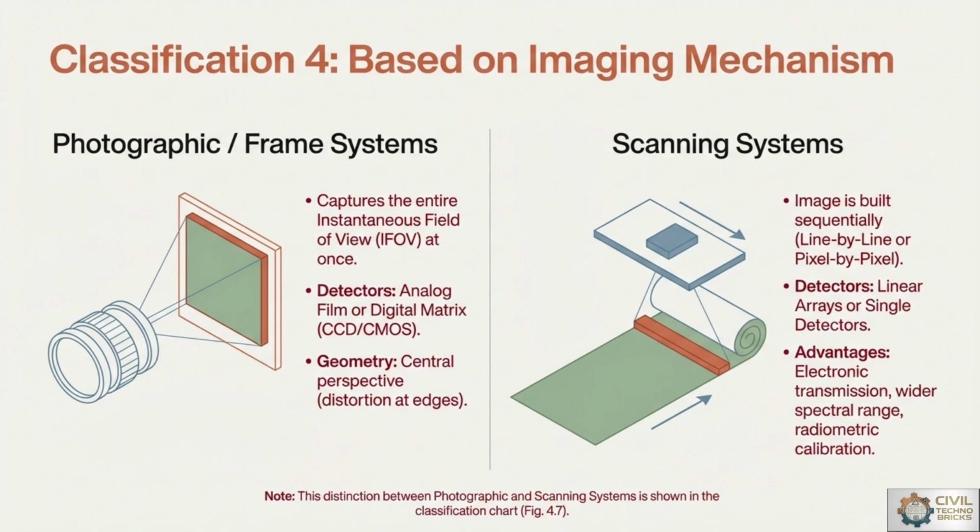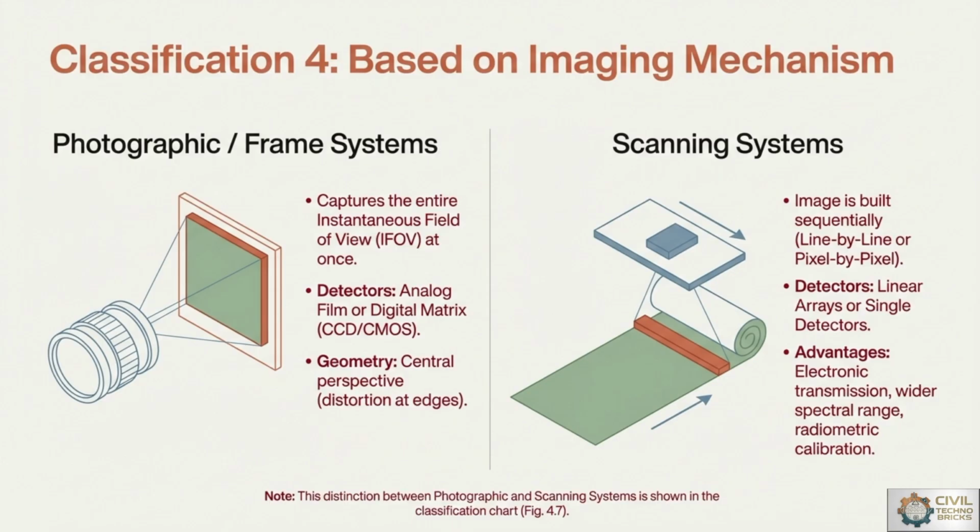Here, from the detector's point of view, we can use analog film or digital matrix for the data, so that geometry is based on the central perspective where distortion at edges is shown. There will not be any oblique angle, that is, the exact vertical photograph will be taken by using that frame system.